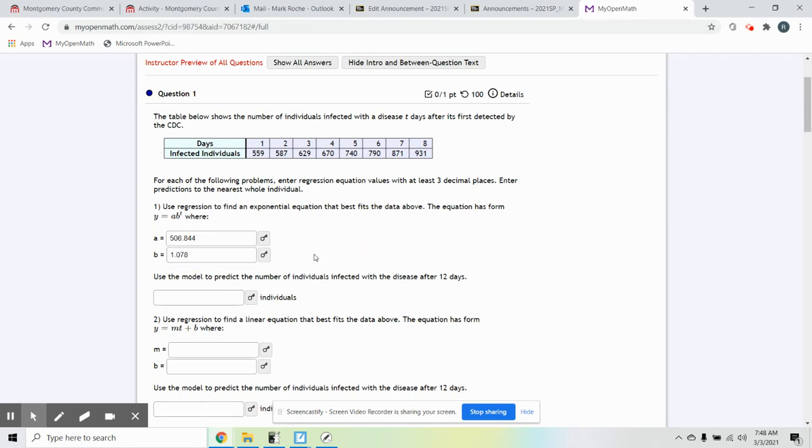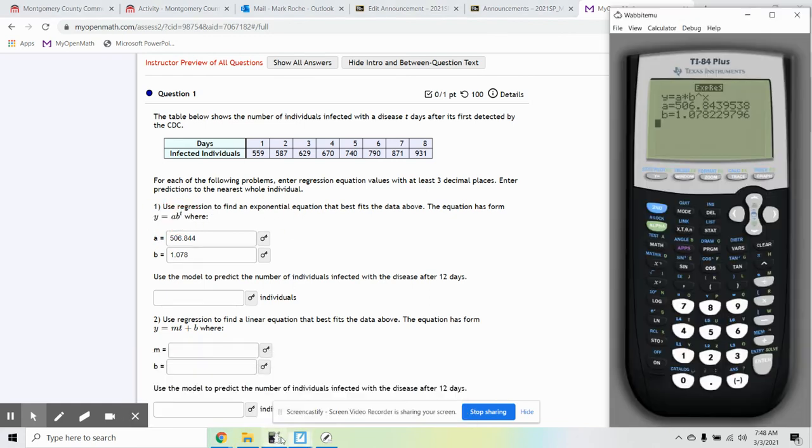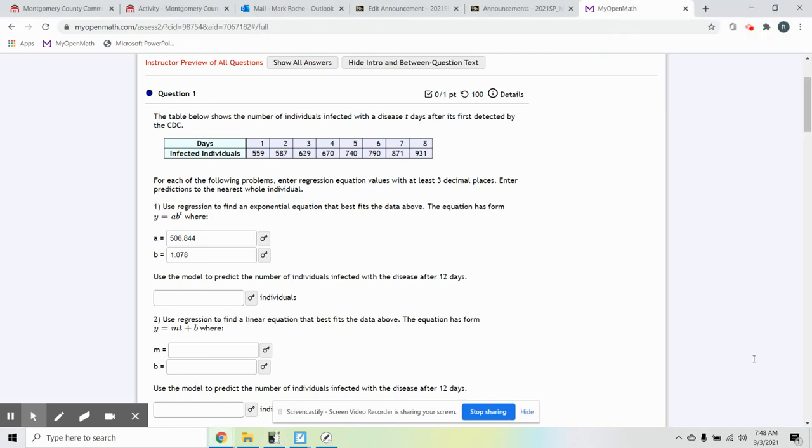It says use the model to predict the number of individuals infected with the disease after 12 days. Well, I just want to know what Y is when T is 12. So I'll take my calculator. That's going to give me 506.844 times B, which is 1.078, raised to the power of 12. We're going to enter it just like that. So we get 1248.24.